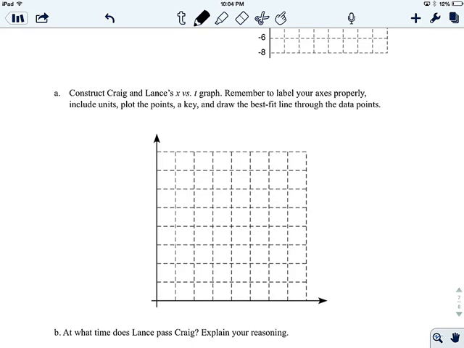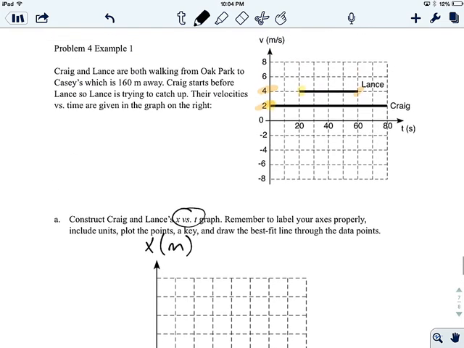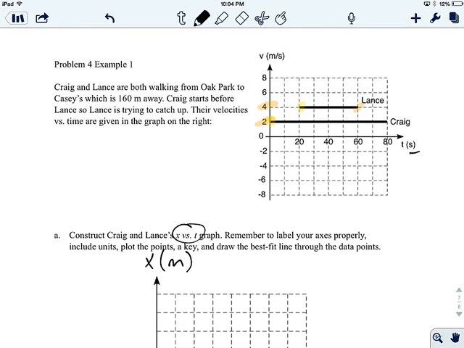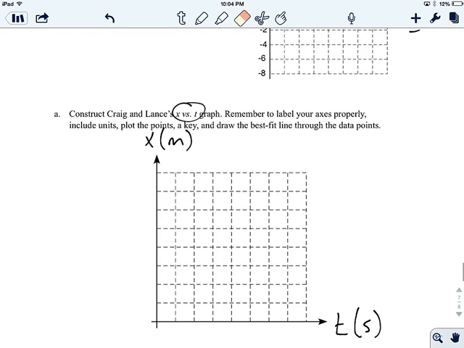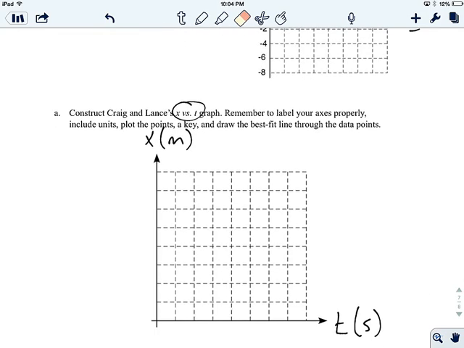Now, this says X versus T, so I'm going to go ahead and put T down here. Don't forget to put seconds. I'm going to go ahead and put X up here. Don't forget to put meters, okay? Because they gave us seconds and meters. Okay, let's get rid of all that. That's kind of messy. All right, now we've labeled. Now we have to scale them, okay?